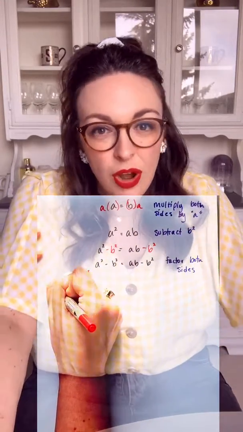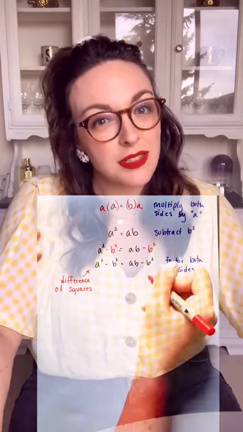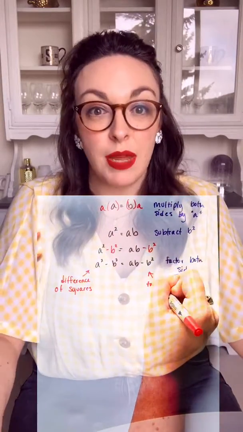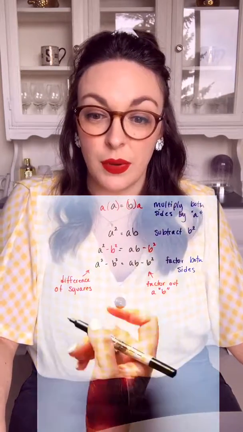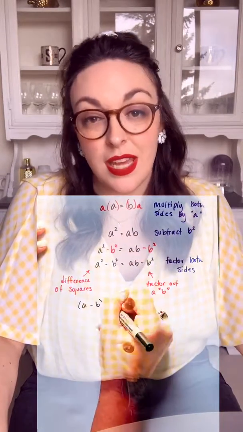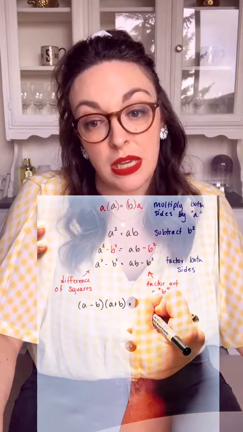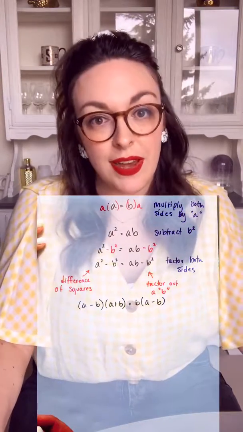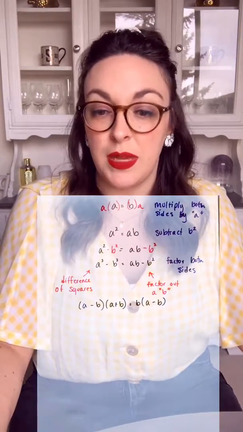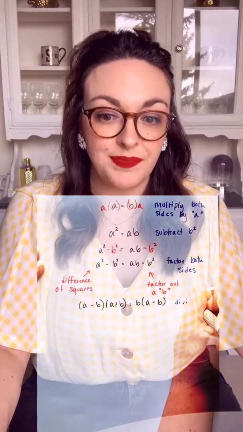If you don't know why that is, please comment below. I'd be happy to make an extra little video on that and how to factor a difference of squares. But basically it's just saying that A minus B times A plus B equals A squared minus B squared, which it does. And then the other side we factor out a B because there's a factor of B in both AB and B squared. Okay?